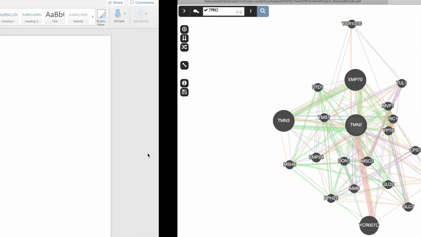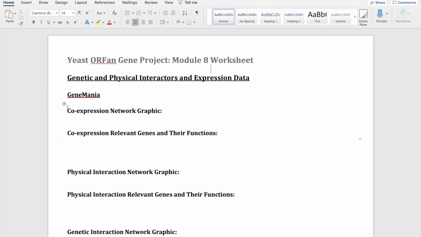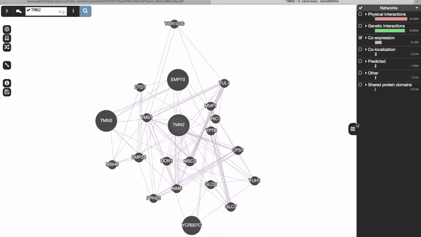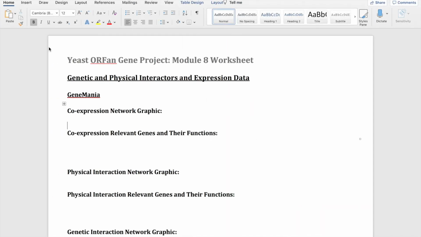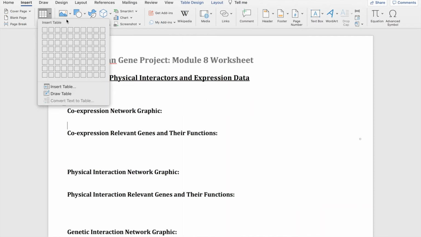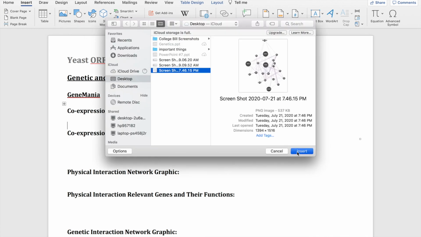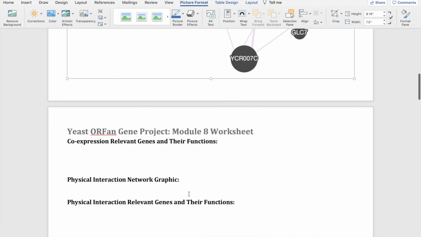All right, so this is what it looks like when it loads. So we're going to start with the co-expression network graphic. So you're going to make sure that the only thing selected is co-expression and take a screenshot of that. So the co-expression gene expression data is two genes are linked if their expression levels are similar across conditions in a gene expression study. So I'm going to be pasting that network graphic in.